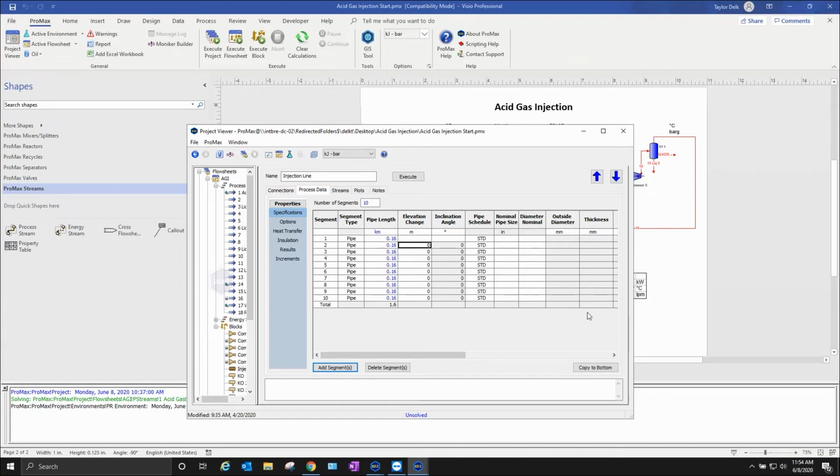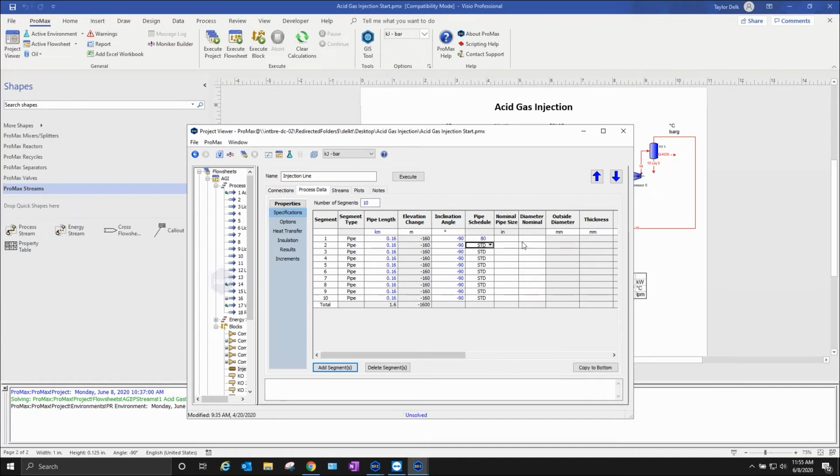Elevation change should be negative 0.16 kilometers for all of these. I'm going to show you a different way to specify this. I'm going to copy to bottom so that elevation changes are removed. And you can see the inclination angle opened up for us. So if we're going straight down, our inclination angle should be negative 90 degrees. And you can see it's now populating the elevation change for us.